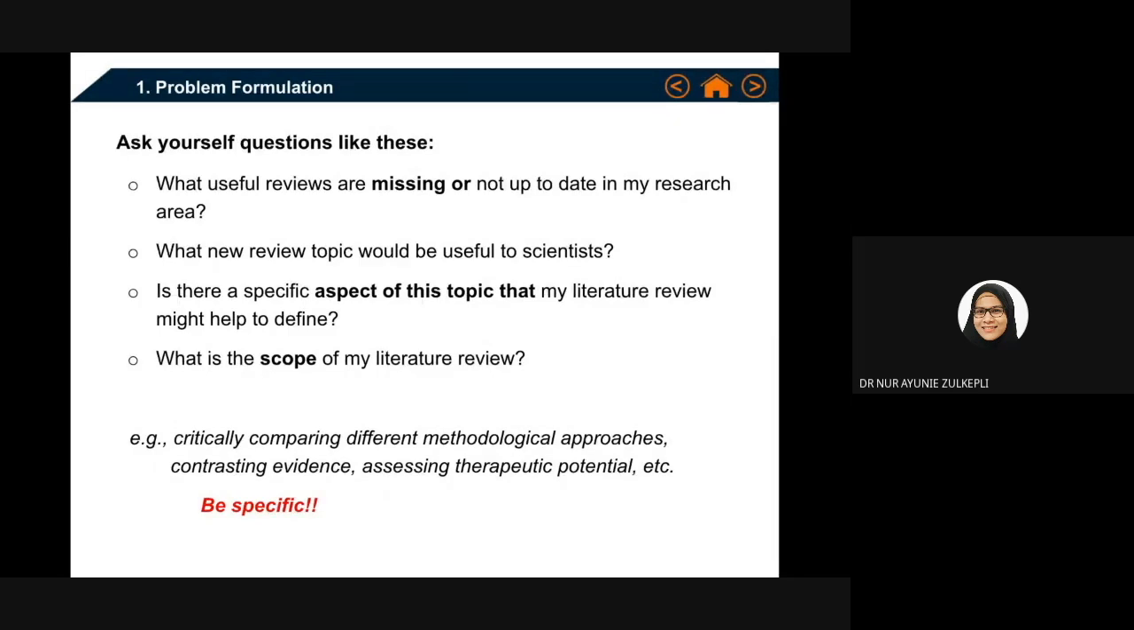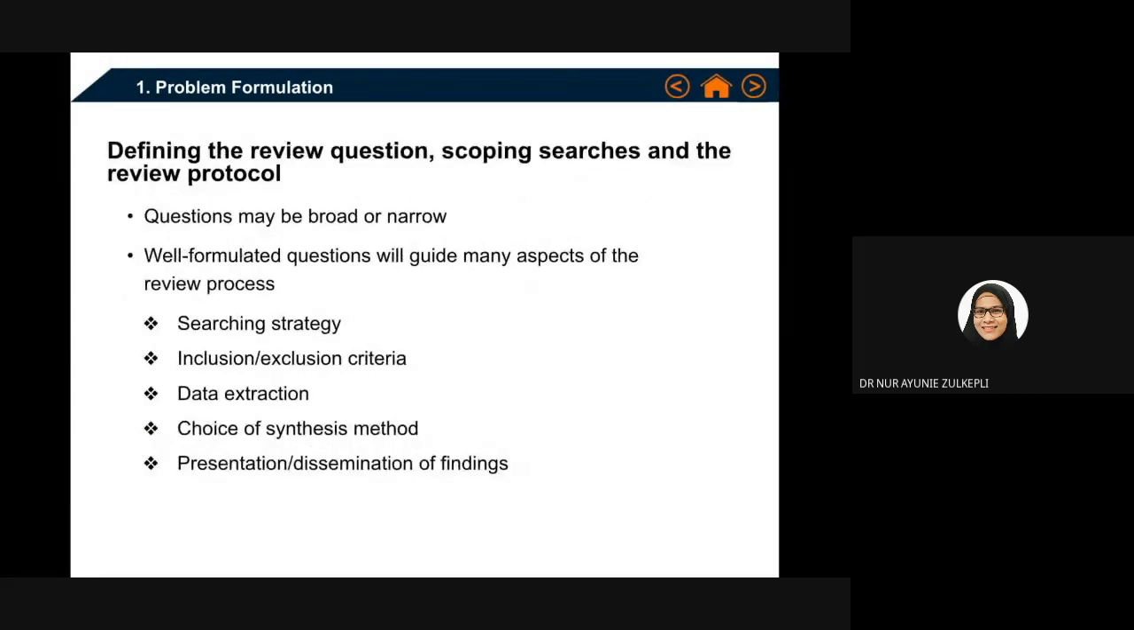So you pick one topic like molecular biology and then start comparing other articles, or start comparing a methodological approach in that article, so that you can be more specific in your topic. Okay. So the question may be broad or narrow in order for you to formulate that question. This formulated question will guide you for your searching strategy, inclusion and exclusion criteria, for data extraction later, and for synthesis and summarizing, and also how to present your finding in your review.